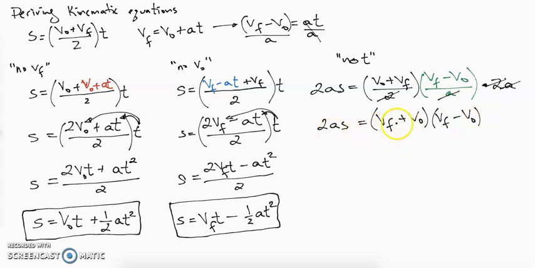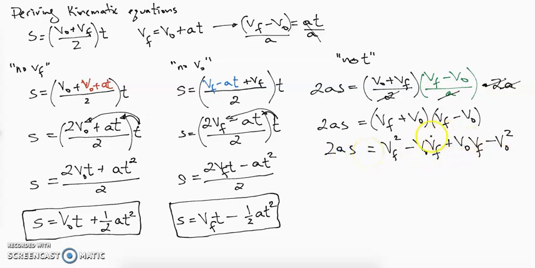Now let's FOIL the right side. If you remember from algebra class, FOILing means you multiply the firsts. So VF times VF gets us VF squared. Then you multiply the outsides, VO, VF. Then you multiply the insides, and then you multiply the lasts. And you end up with VO squared with a minus sign there because one guy's plus and one guy's minus. And we've already taken care of the other side. They will just go along for the ride.